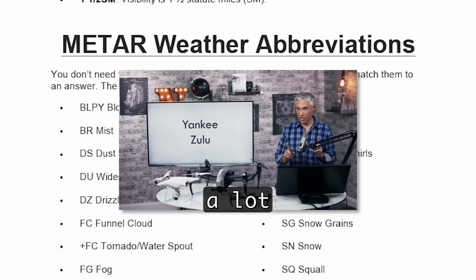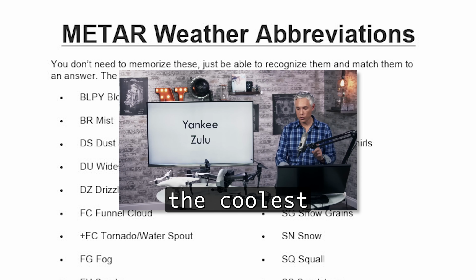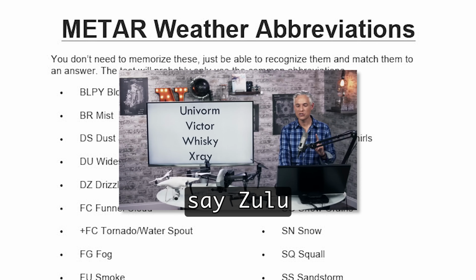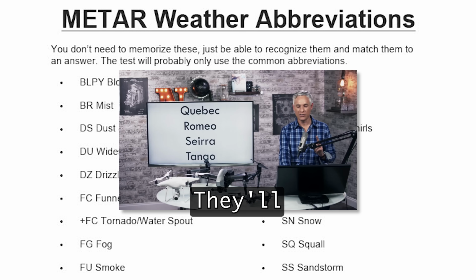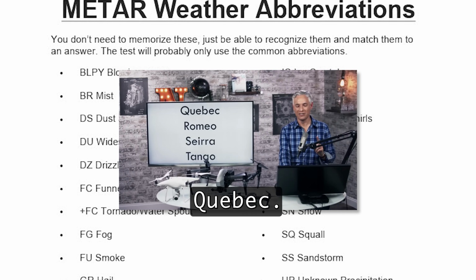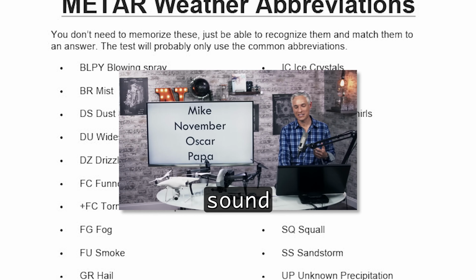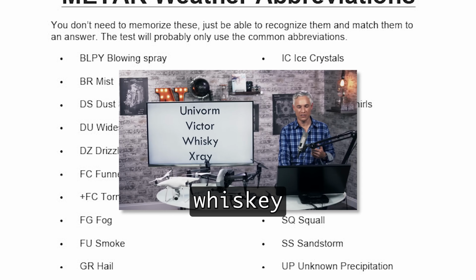You'll hear a lot of these in movies, and they will usually pick the coolest sounding one. So they'll say Zulu a lot and Victor a lot because those are cool sounding words. They'll say whiskey a lot too. You won't ever hear them really say Quebec. Quebec just doesn't sound as cool as like Alpha Tango Whiskey Foxtrot.